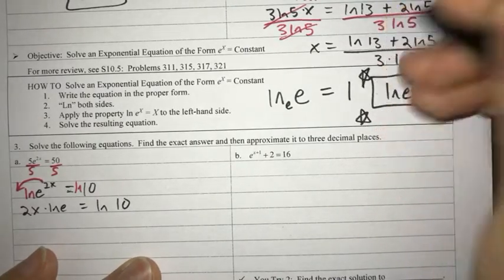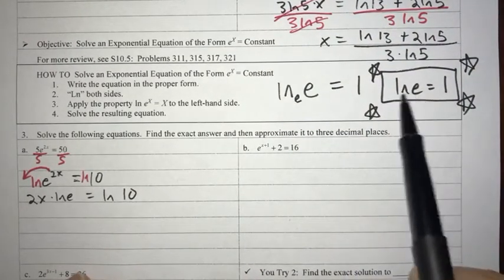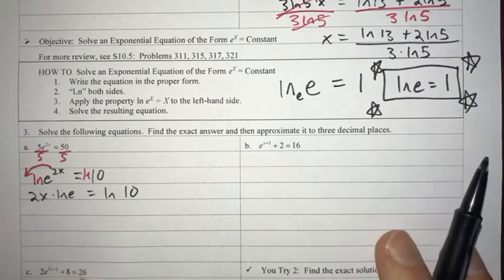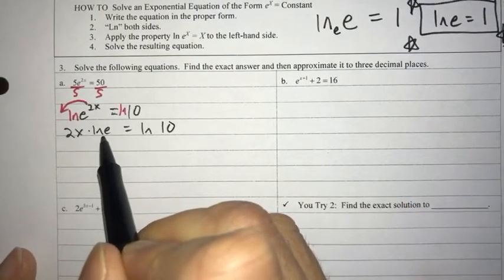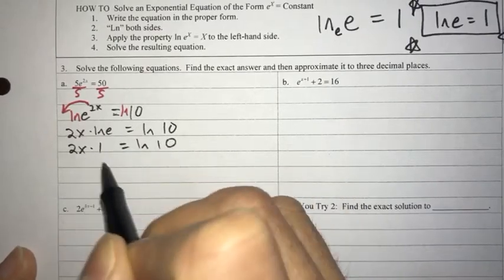That's the good thing about using natural log on these equations, is that natural log of e is just 1. To me, it almost looks like the word 1, O-N-E, but it's L-N-E. So whenever I see this, I almost read it just as 1. But yeah, that's what this is. Natural log of e is 1. So when I do that, it's 2x times 1, which is just 2x.